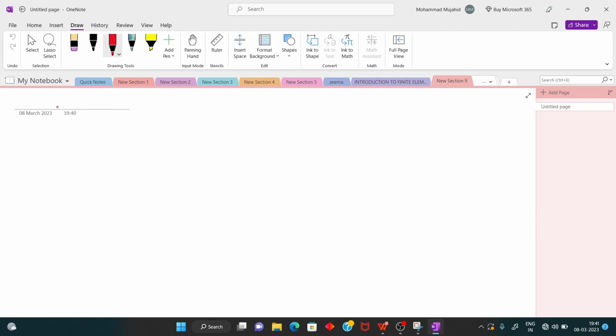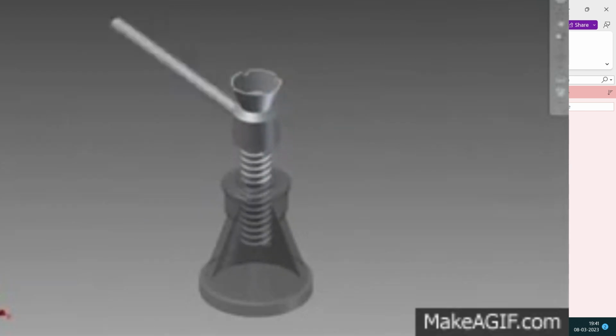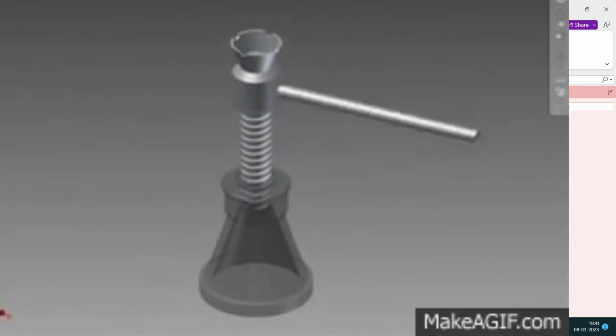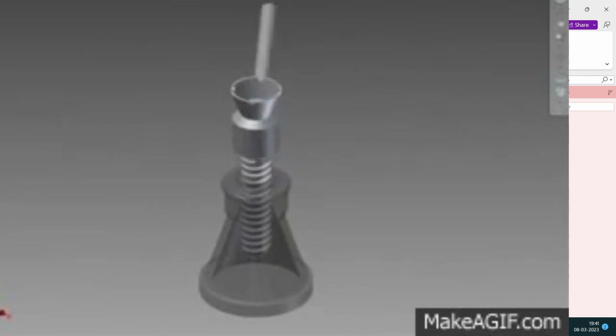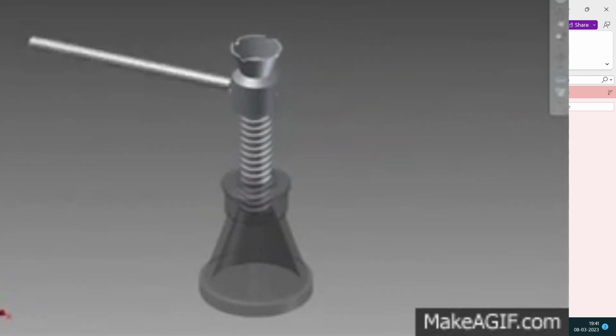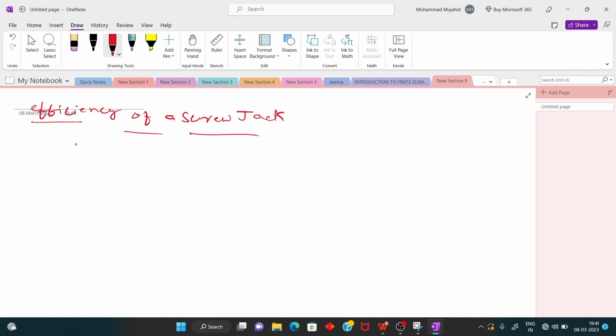Hi friends, now let us discuss the efficiency of a screw jack. The efficiency of a screw jack is defined as the ratio between the ideal effort, that is the effort required to move the load neglecting friction, to the actual effort, that is the effort required to move the load taking friction into account.